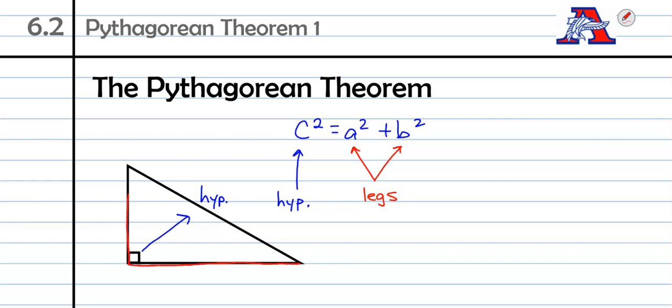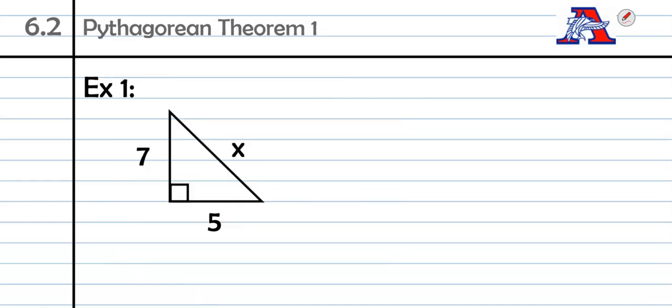So find your right angle. Find that right angle. This is a leg. This is a leg. We could call one of them a and one of them b, or vice versa. It doesn't really matter. Okay? So we will just dive into a couple examples. This will be a pretty short and sweet lesson here.